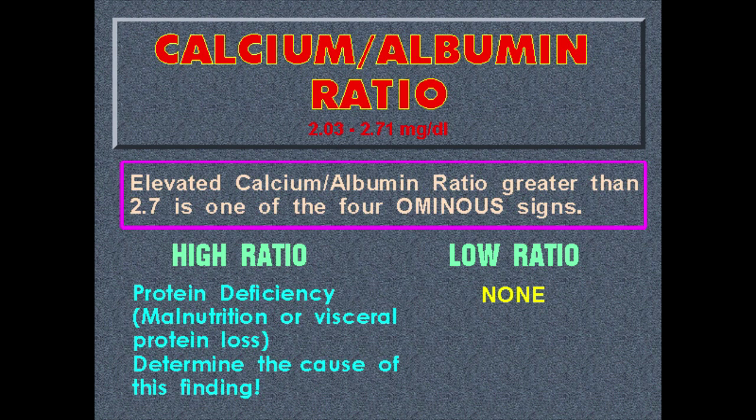When you see a calcium-albumin ratio, think just one thing. If it's over 2.7, it's bad news. An elevated ratio is one of the 4 ominous signs and reveals there is a protein deficiency due to malnutrition or there is a visceral protein loss. With the correct therapy, often nutritional, it can be reversed. It is a very serious finding and, of course, must be corrected.